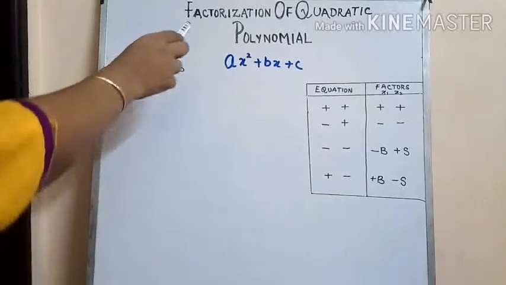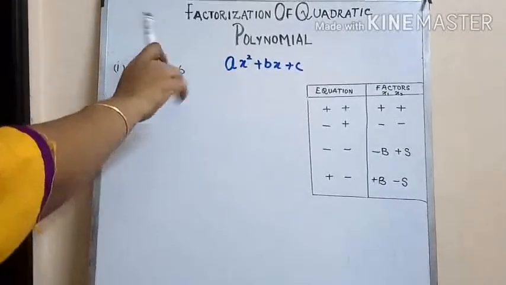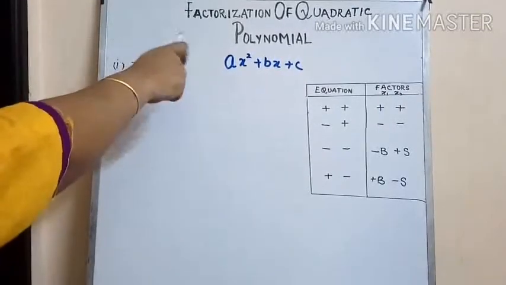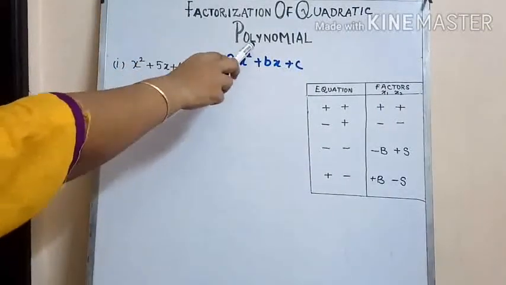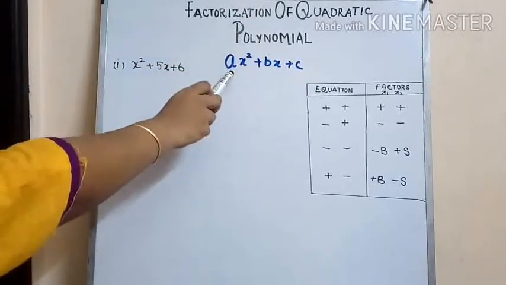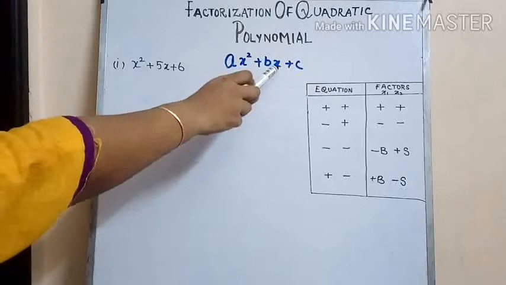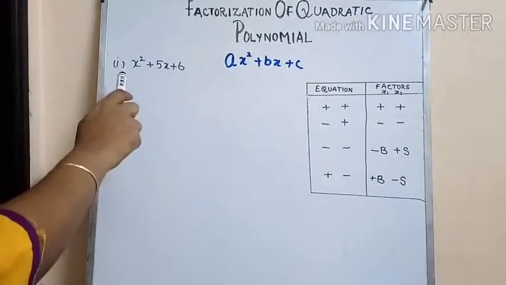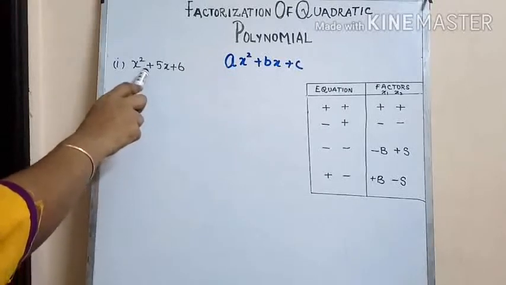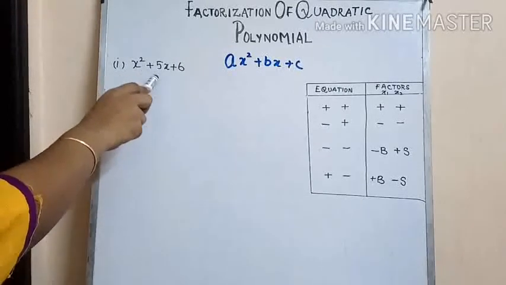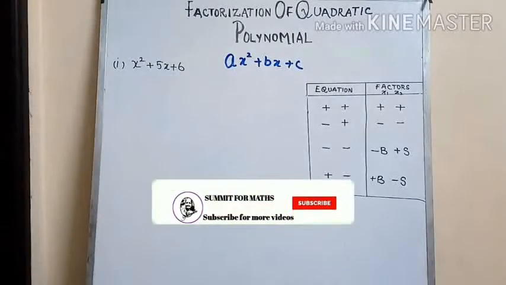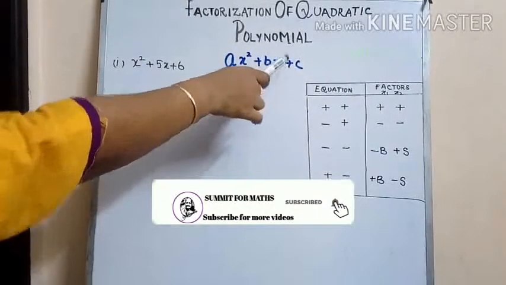In today's topic, we are going to discuss a basic fundamental of quadratic polynomials: factorization of a quadratic polynomial of the type ax squared plus bx plus c. Let us consider a polynomial of this type, x squared plus 5x plus 6, which is of the form ax squared plus bx plus c.